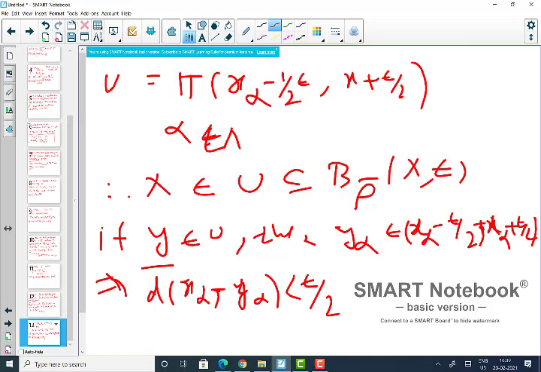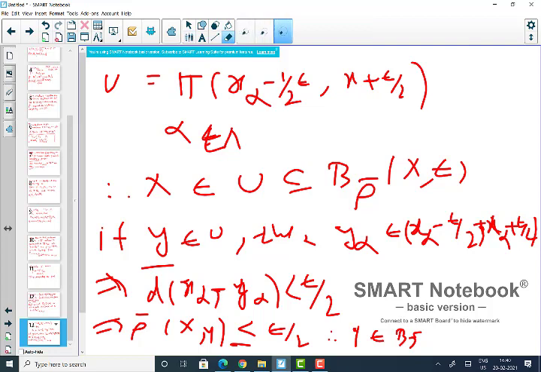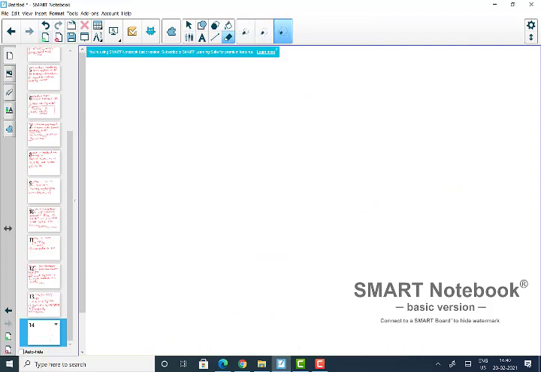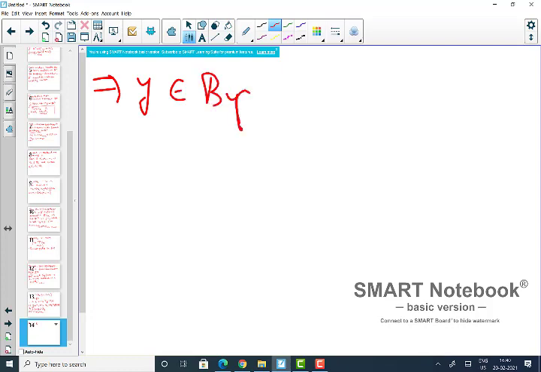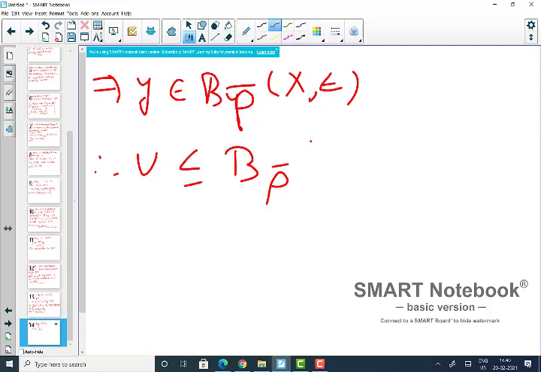So what does that mean? This means that if all those elements are bounded like this, then the supremum of this is bounded too, and that implies that rho bar of x, y is also bounded by epsilon by 2. So this implies y belongs to B over x epsilon, and hence U sits inside B over x epsilon, and done.